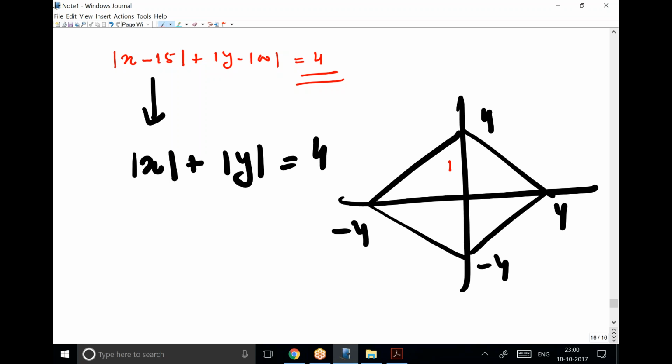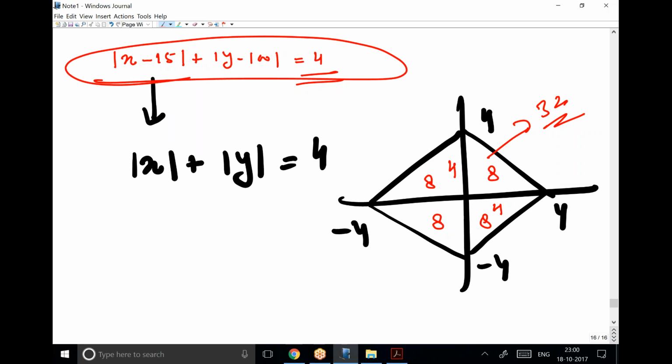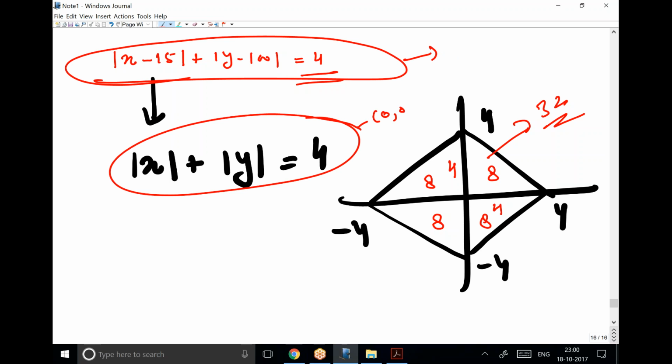So we know if 4 comes out to be here and 4 comes out to be here, so area of this particular portion which we are looking for, 1 by 2 base into height, comes out to be 8. This is also 8, this is also 8, and this is also 8, which is equal to 32. Area is 32. Why can we do this? Because if you see this particular graph, only your center is changing. In this particular graph, your center is 0 comma 0, but in the first graph, your center will become 15 comma 100. That's the only change, but in terms of enclosed area, both of them will remain the same.